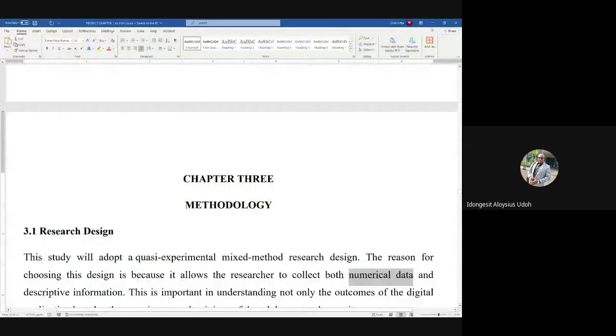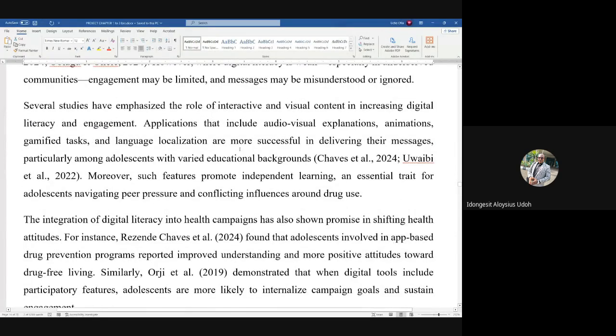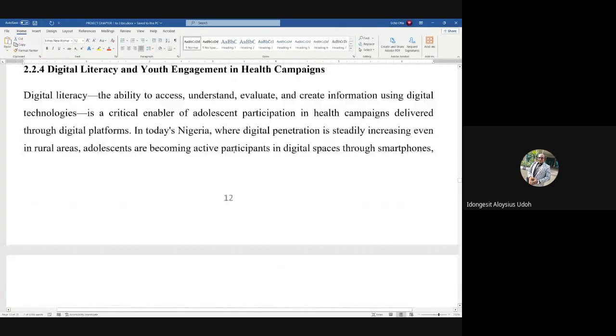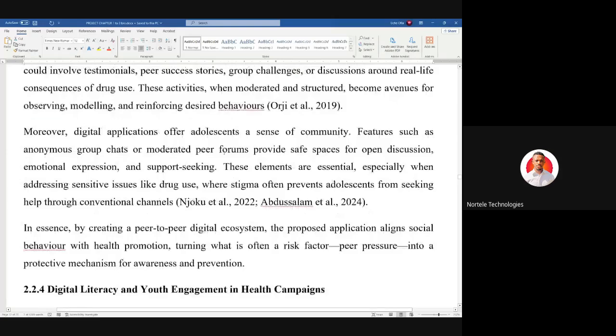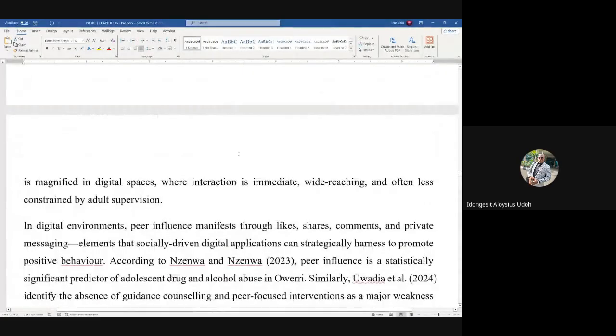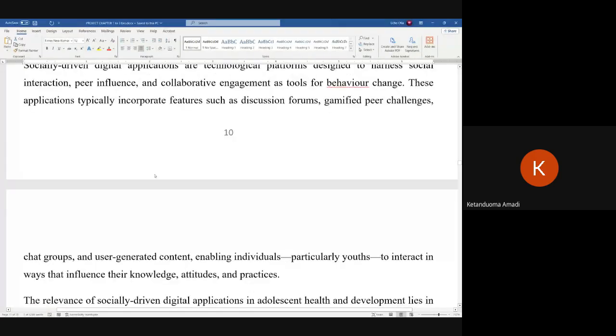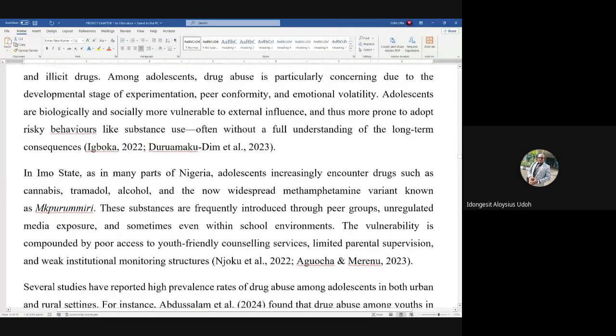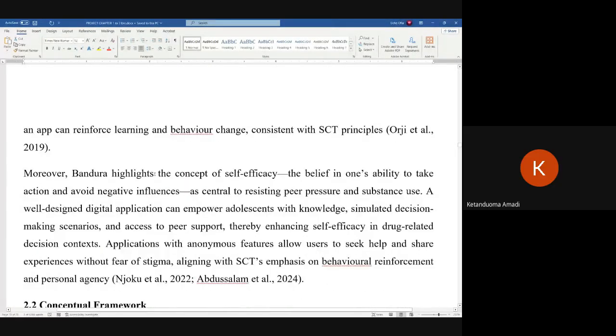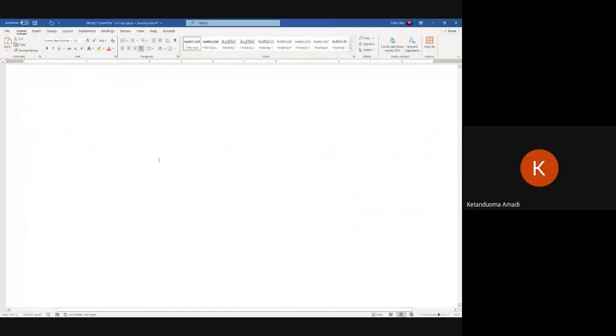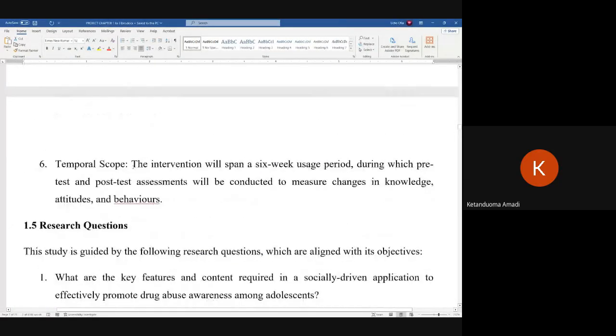I believe that at the defense, when you are discussing the methodology, someone may ask you, why are you using a qualitative or quantitative method? There must be a justification for that. So how do you defend that?